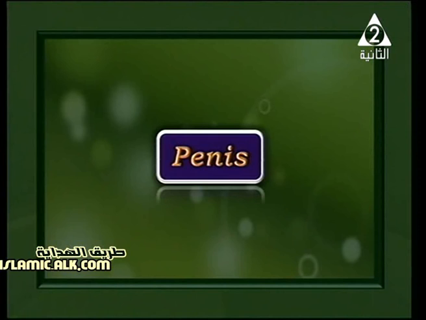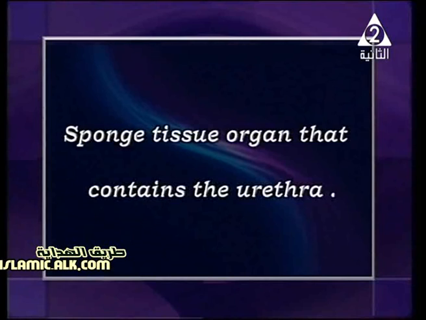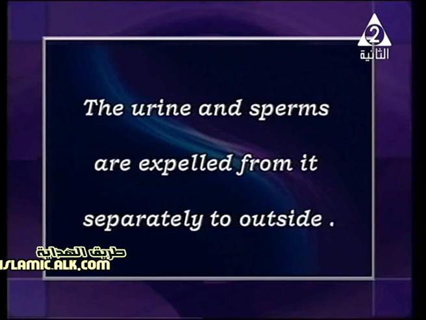The penis is the last organ that we have, a spongy tissue organ that contains the urethra, or urinogenital opening. The urine and the sperms are expelled from it separately to the outside. What does separately mean? I mean that the urine and the sperms cannot pass at the same time. One of them passes, or comes outside, before the other.